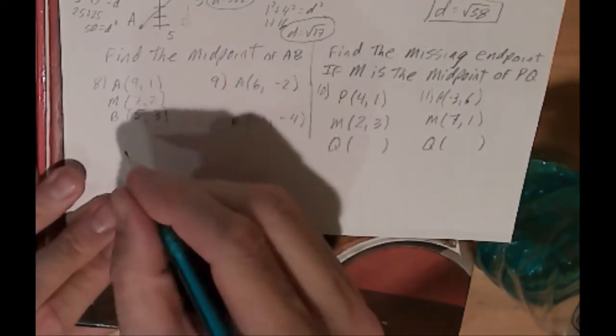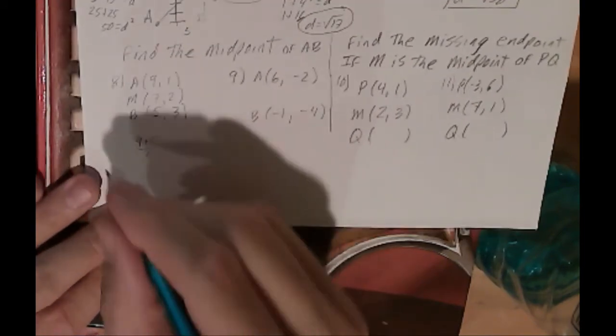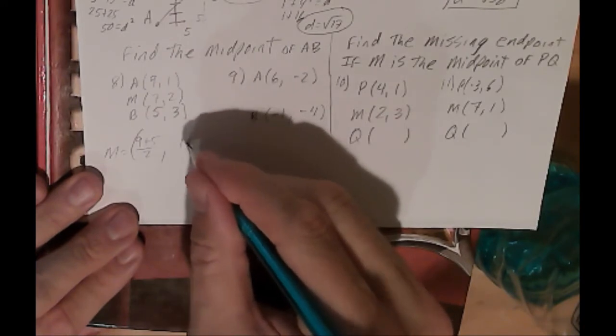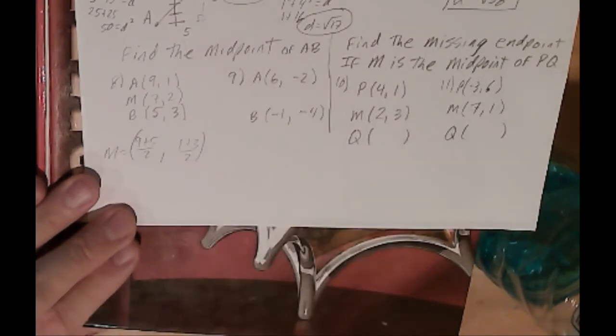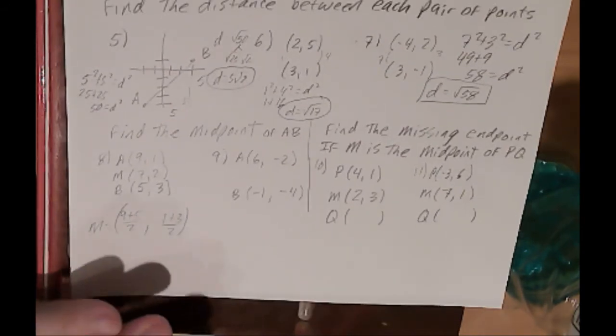But if you wanted to do it the other way, you could just say 9 plus 5 over 2. All right, that's the midpoint. Midpoint equals, right? 1 plus 3 over 2. That's the long way. It's not that long, but it's longer.